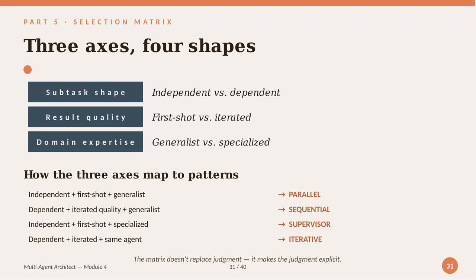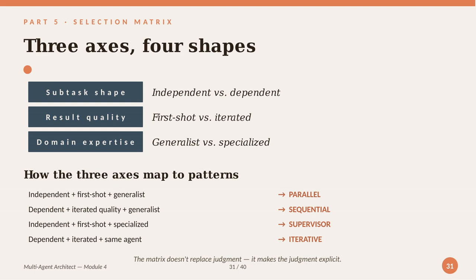This is the last section. Part 5. Pattern selection. The framework that tells you which of the 4 shapes fits your problem. 3 axes determine the shape. Axis 1. Subtask shape. Are the pieces of work independent of each other or dependent on each other's outputs? If independent, parallel patterns are on the table. If dependent, you want a sequential or iterative pattern.